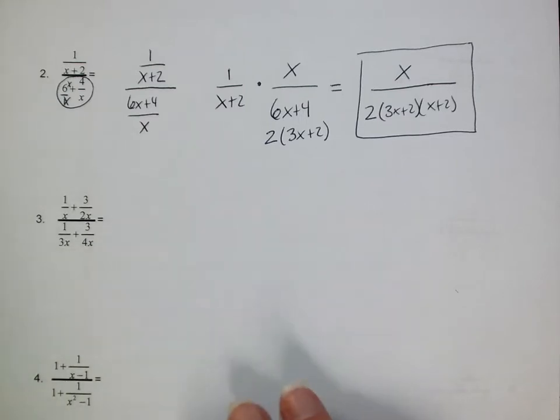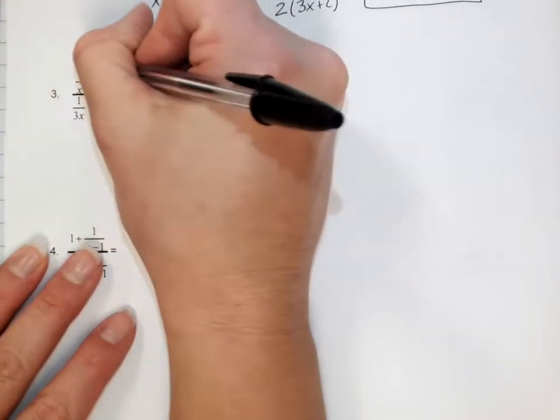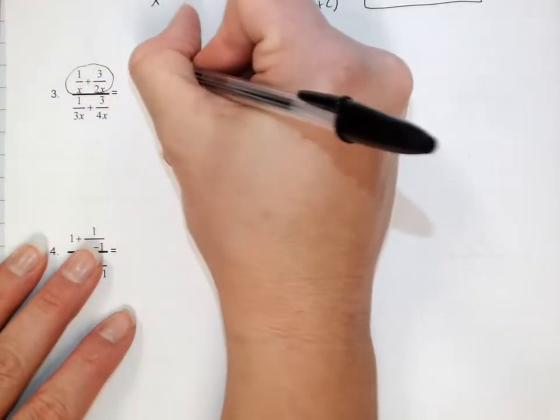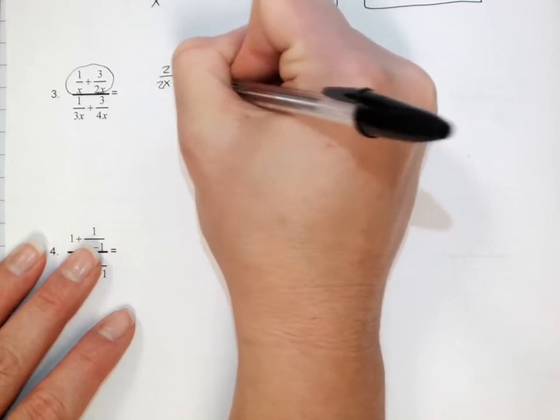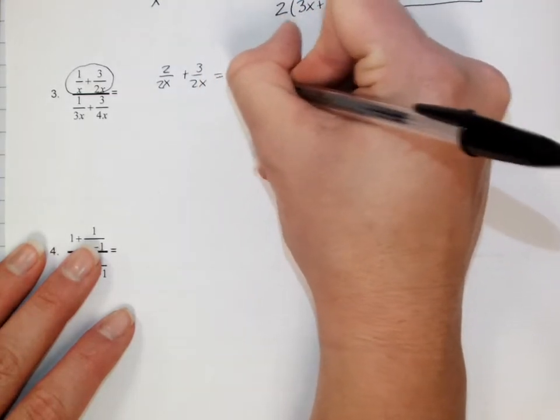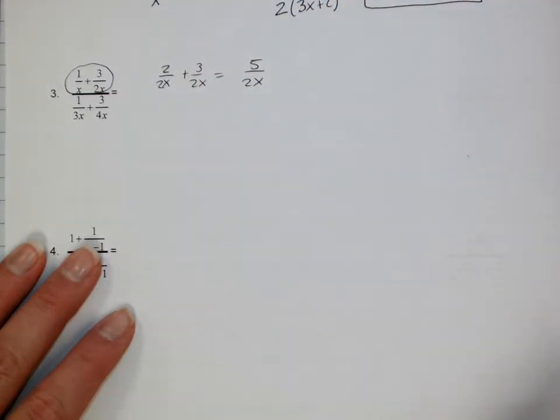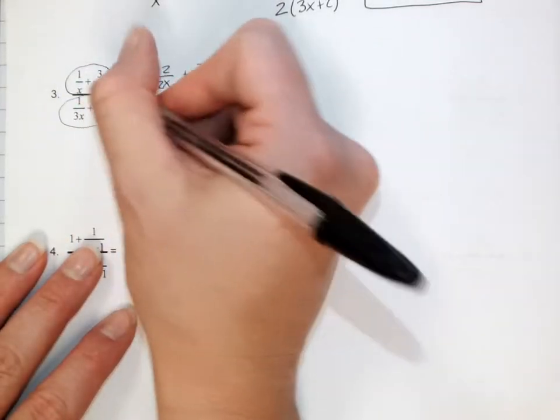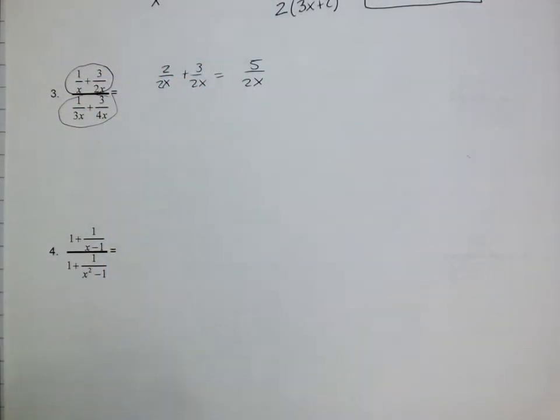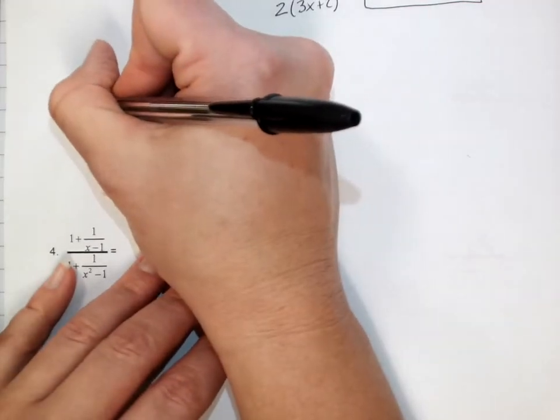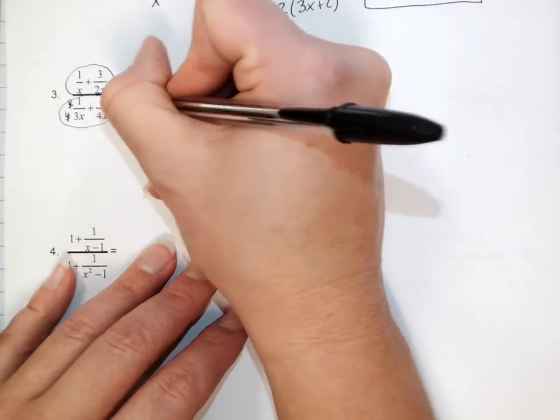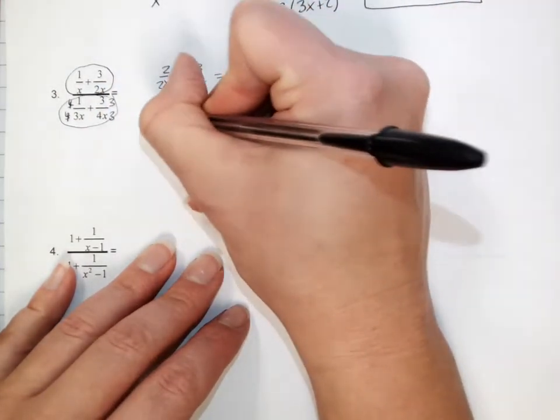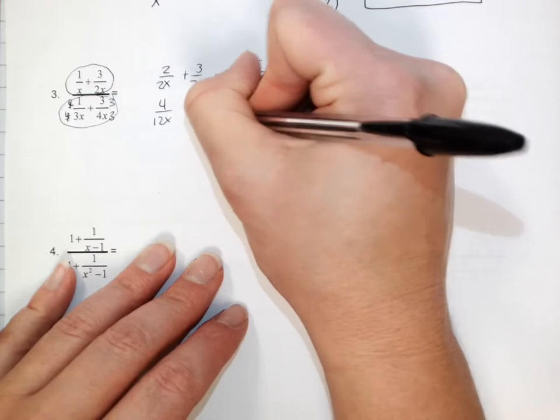Okay. Question number 3, kind of the same thing. The top one's pretty easy. All I have to do is multiply the top one by 2. So that's a 2 over 2x plus 3 over 2x is going to be 5 over 2x. For the bottom, looking down here, I have a 3x and a 4x, so they both already have x's. I just need to multiply the first one by 4, and the second one by 3. So that becomes 4 over 12x plus 9 over 12x.